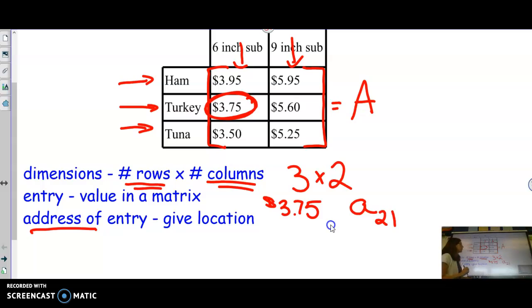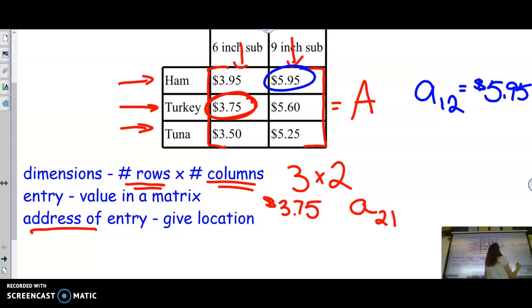So I'd like you to pause for just a quick second, and I'd like you to write down what is at the location of A12. So find A12. And that would be the 595 because it is in the first row, second column. So first row, second column.